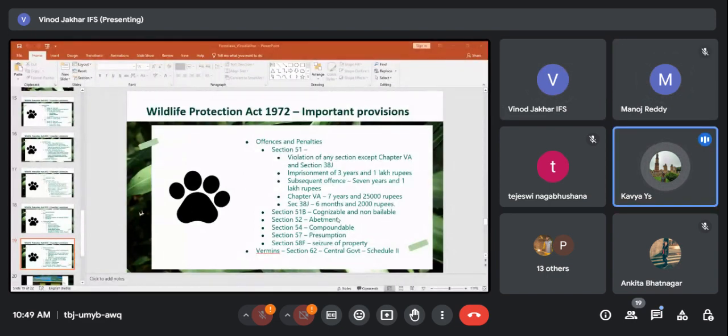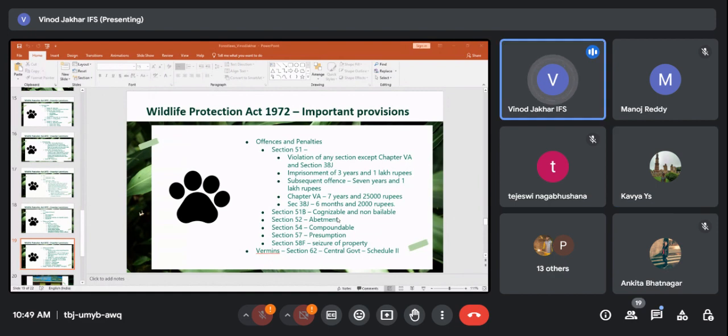Cognizable offenses are offenses for which one can arrest without a warrant. Yes. So cognizable means you can take cognizance as an officer. You do not need the permission of the magistrate. Permission basically is a warrant, so you do not need a warrant from the magistrate to arrest a person. Many of the offenses under this act have been made cognizable.